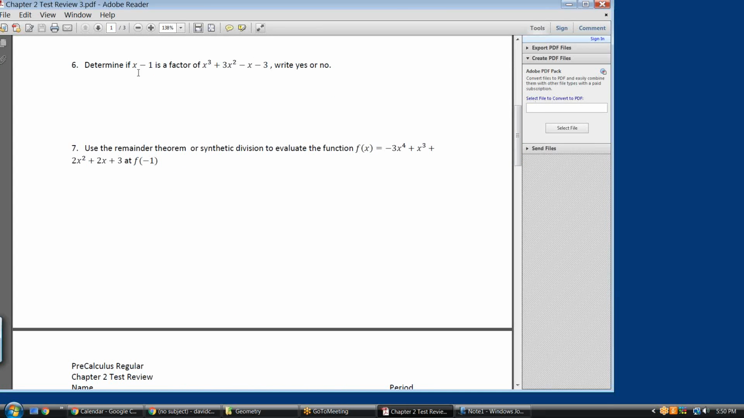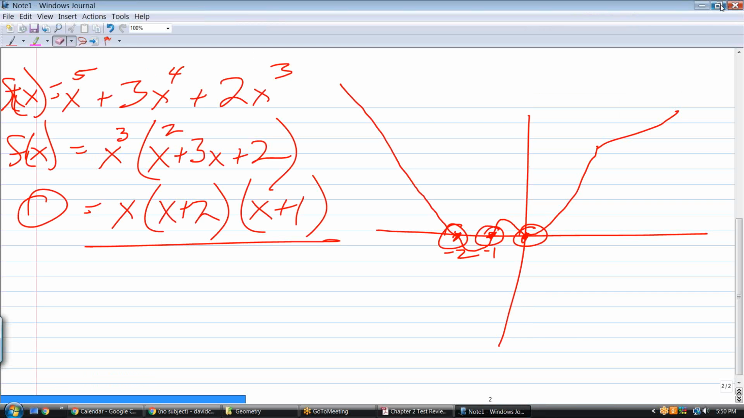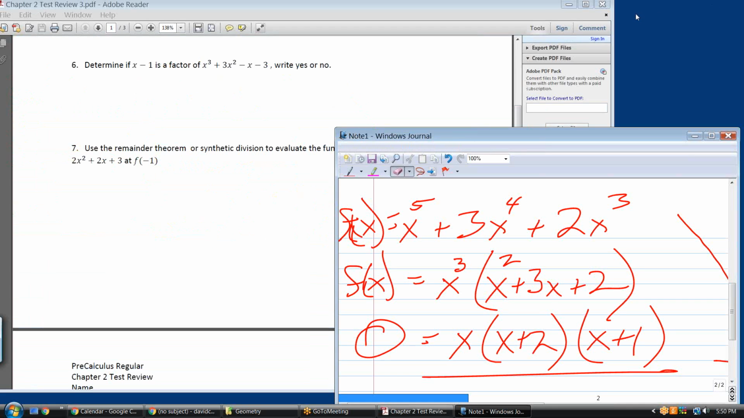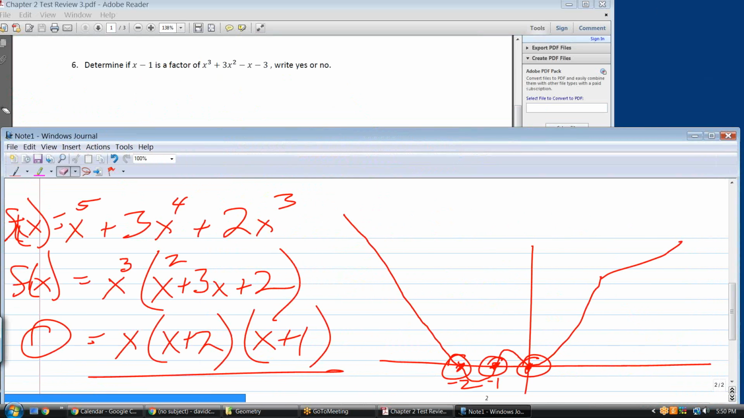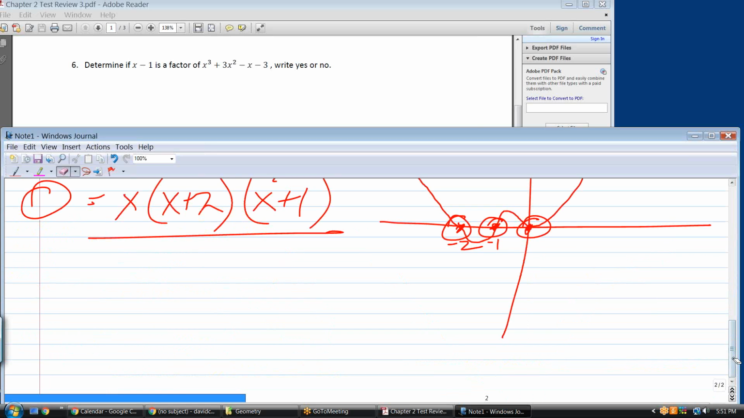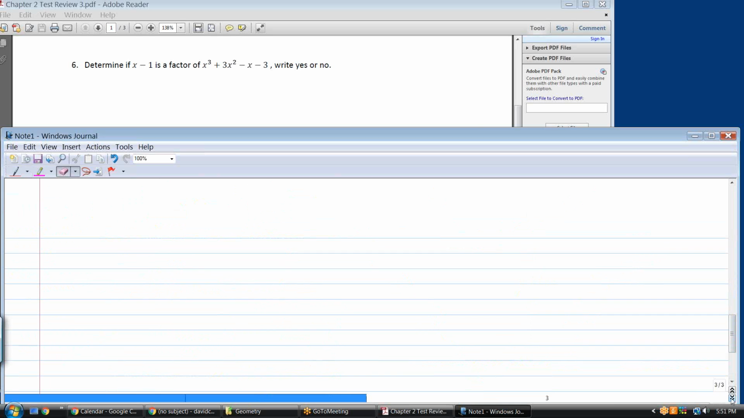How am I going to determine if x minus 1 is a factor of that 3rd degree polynomial? I divide that polynomial by x minus 1 and see if I get a 0. That's exactly correct. Now, have you learned synthetic division yet? Yes. Do you find it easier or harder? Way easier. Well, let's do it then.